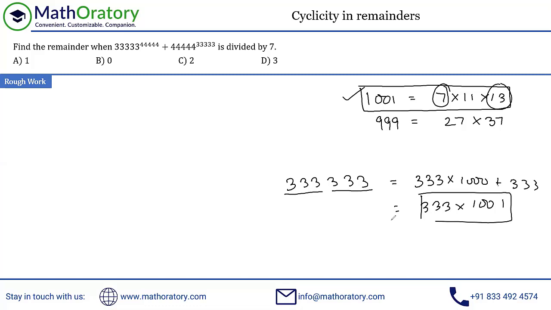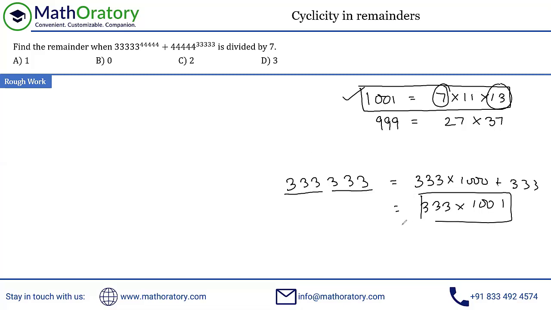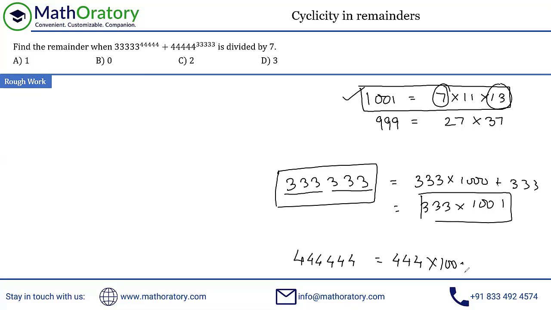Now check this out. Since this number is a multiple of 1001, it should be a multiple of 7, 11 as well as 13, right? So let's focus on 7. If I have 6 3s, that is definitely a multiple of 7, right? Similarly, if I have 6 4s, you should understand that should also be a multiple of 7, because it's a multiple of 1001. So using this idea, now check this out, this becomes very interesting.